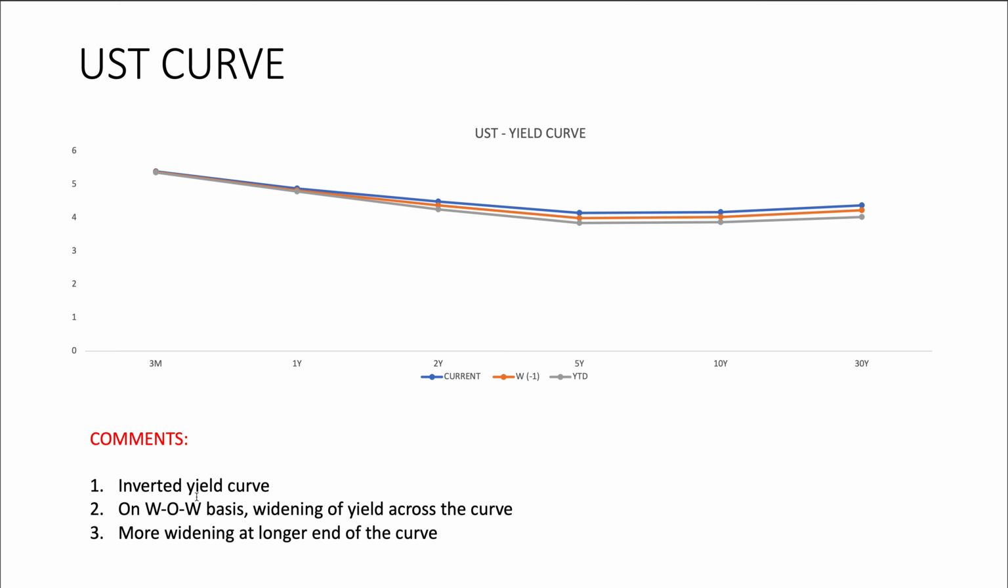And we can see it's an inverted yield curve on a WoW basis, week on week. We can see a widening of yield across the curve, and finally there's more widening at the longer end of the curve. So these are just some observations that I made from this chart.